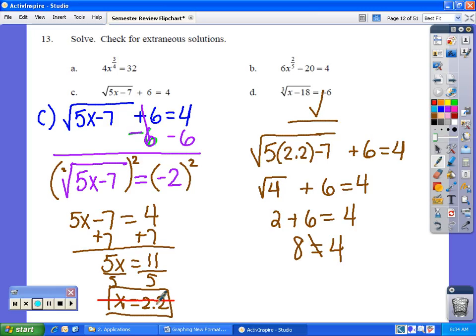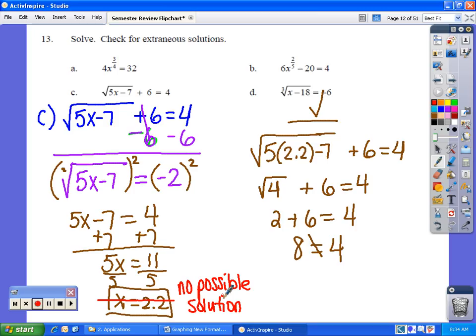And when we cross it out, we state that there is no possible solution. So make sure that you do cross out your answer, because if not, you're letting us know that 2.2 is a possible solution.